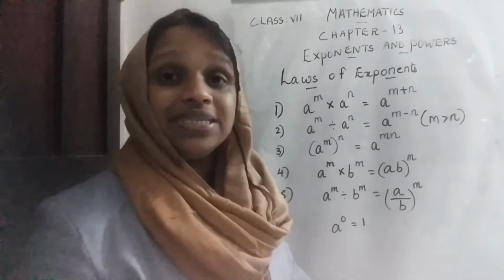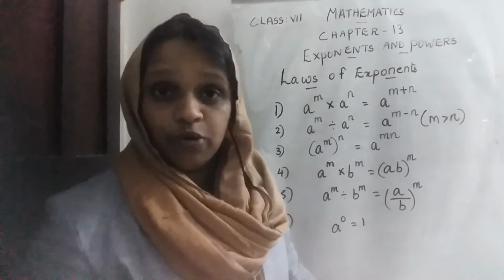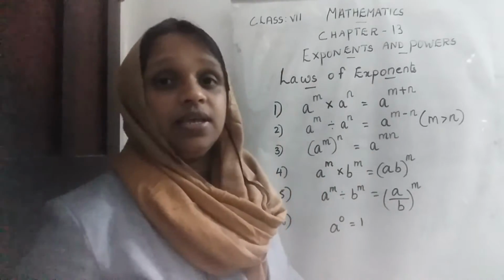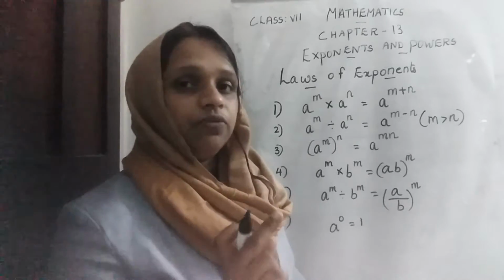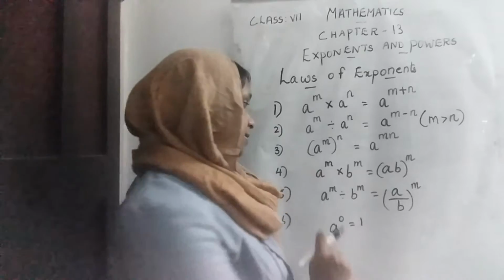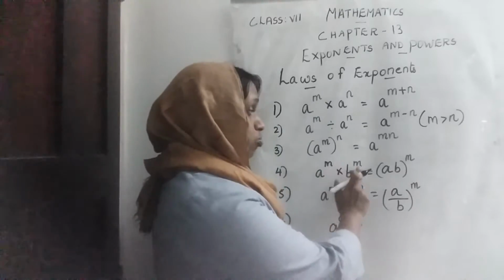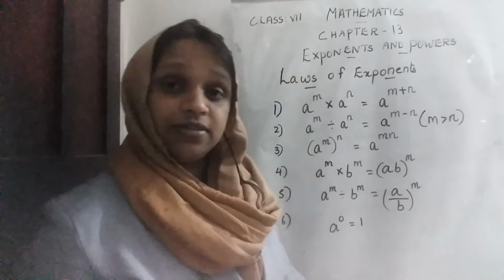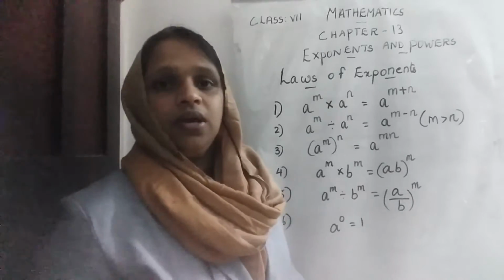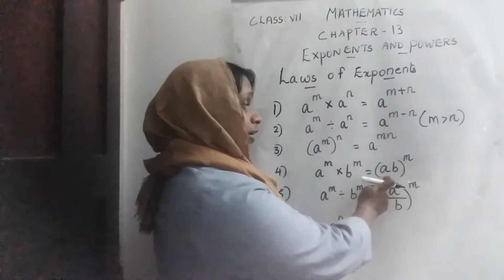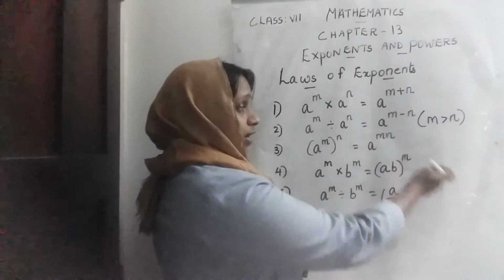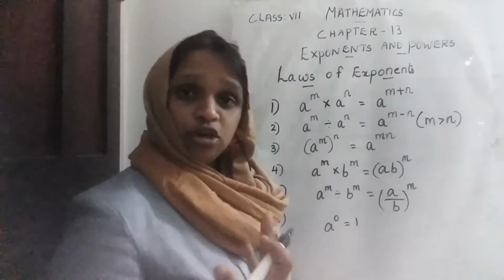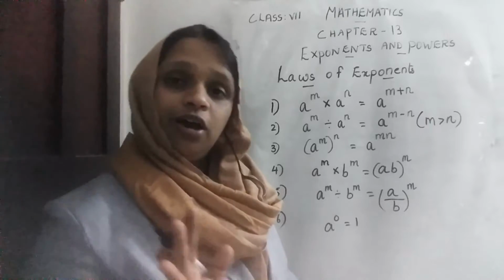So for the first two laws, the base is the same and the exponent is different. And see the third law: a raised to m, raised to n, is a raised to mn. That means here we are multiplying the exponents. Next, the fourth law: a raised to m into b raised to m. For the fourth law, the base is different and the exponent is the same. In such cases, we multiply the bases and write the exponent raised to it. Here a and b are any non-zero integers, and m and n are whole numbers.